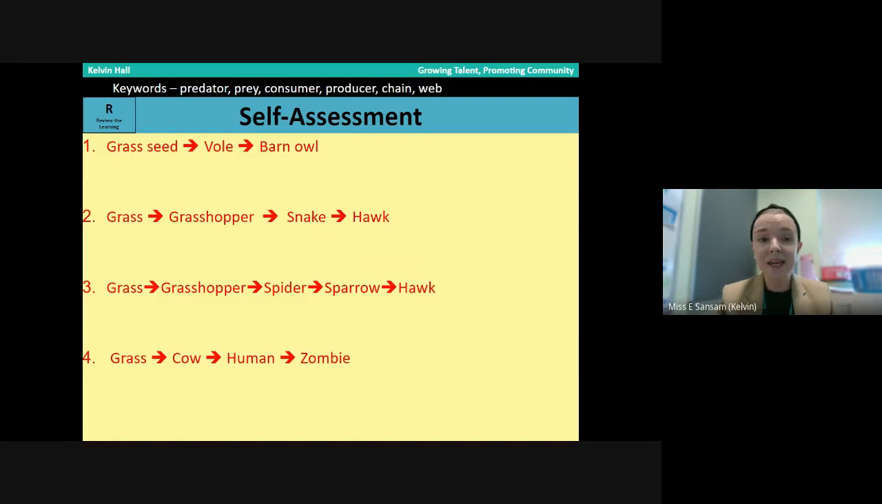So give yourself a big tick and give yourself a score out of 4. Hopefully you understand where you went wrong if you didn't quite get 4 out of 4. And like we've said, you can see there on the left-hand side, they all start with a producer. So they start with a green plant or something similar. And you can see the arrows all go in the same direction. And that is because it's showing you the direction of energy transfer. And it's also showing you what eats what. So for example, on number 3, the grasshopper eats the grass, the spider eats the grasshopper, the sparrow eats the spider, and then the hawk eats the sparrow.